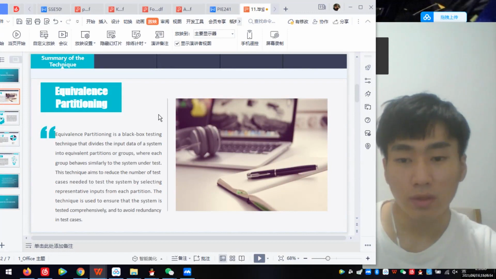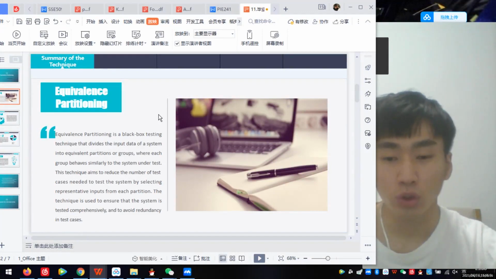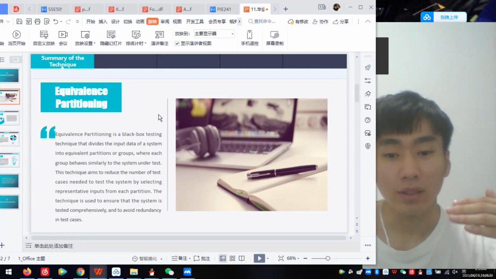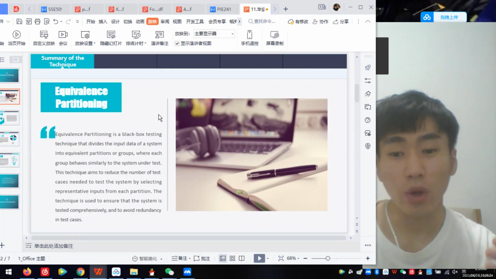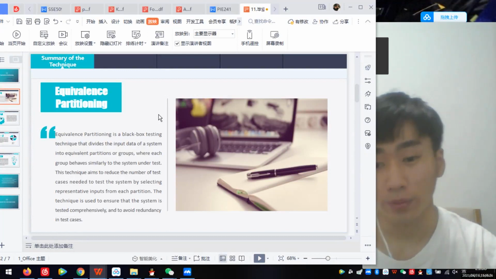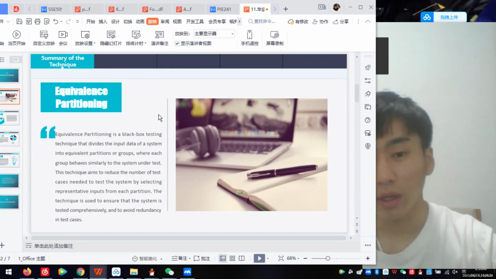In other words, it helps to group the input data and put similar data together, and then only test the representative data in the group. So that's all about this technique.